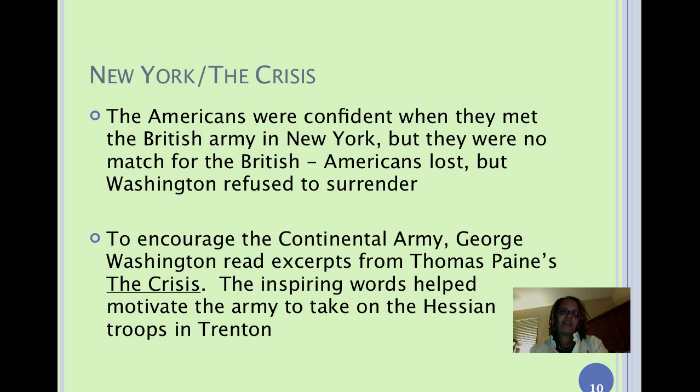So after New York and several losses after that, George Washington needed to find a way to motivate his troops so they would keep fighting and stay strong. Thomas Paine had actually written another pamphlet called The Crisis. George Washington took it upon himself to read this pamphlet to his soldiers to encourage them to push on just a little farther. Those words actually helped the Continental Army take on the Hessians, who were German mercenaries, and overtake them in Trenton. We'll talk about that in just a moment.